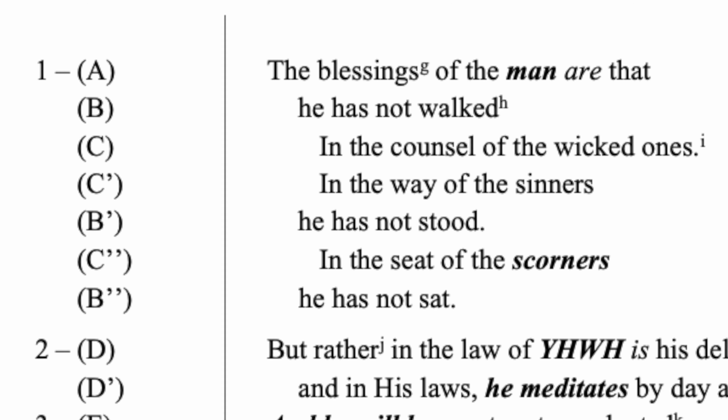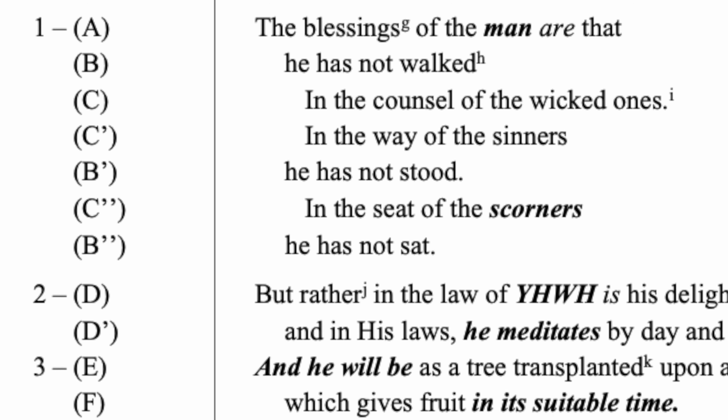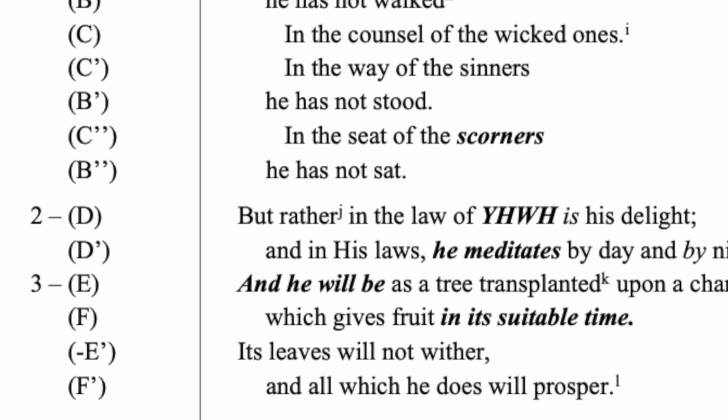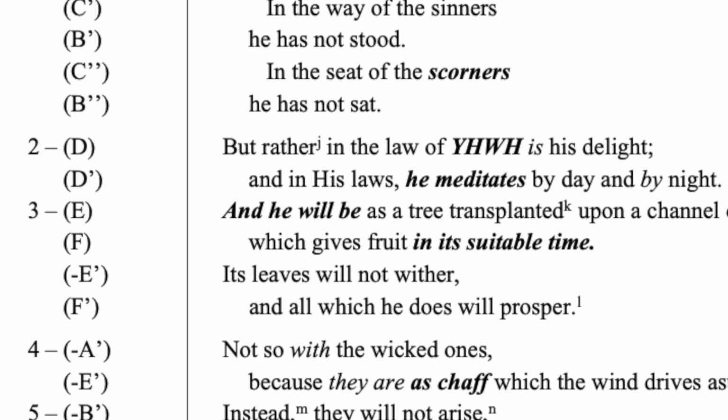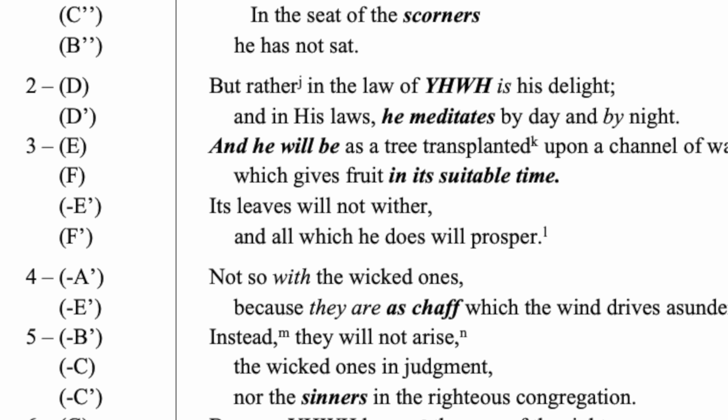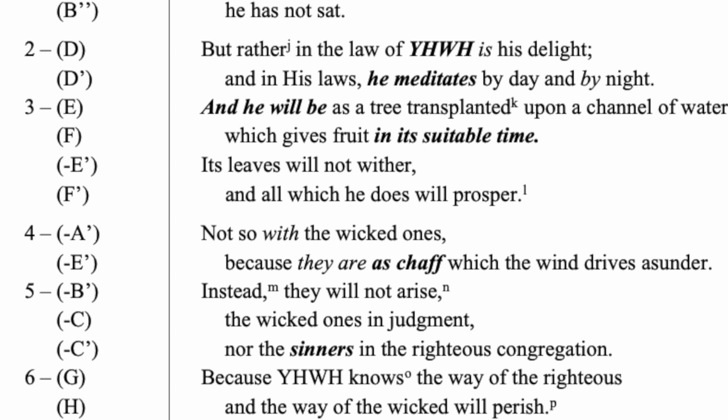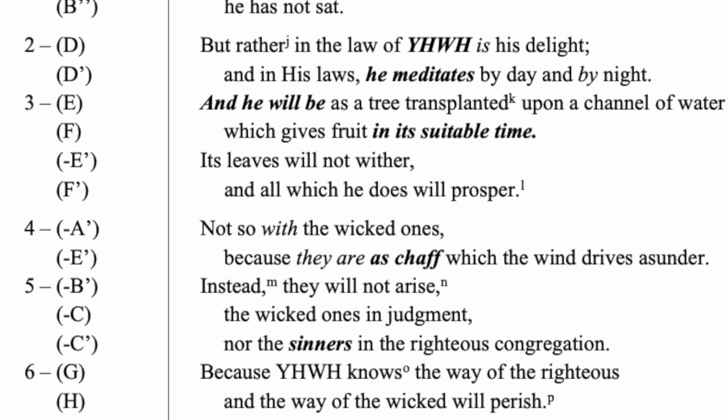And then we'll see, throughout the rest of this passage, but rather in the law of Yahweh is his delight, and in his laws he meditates by day and by night, and so that's D and D prime, right? Those are parallel statements. And he will be like a tree transplanted upon a channel of water, which gives fruit in its suitable time. Its leaves will not wither, right? And so we have E, and then we have a negation of E. And all which he does will prosper. And so we have F and then F prime, right?